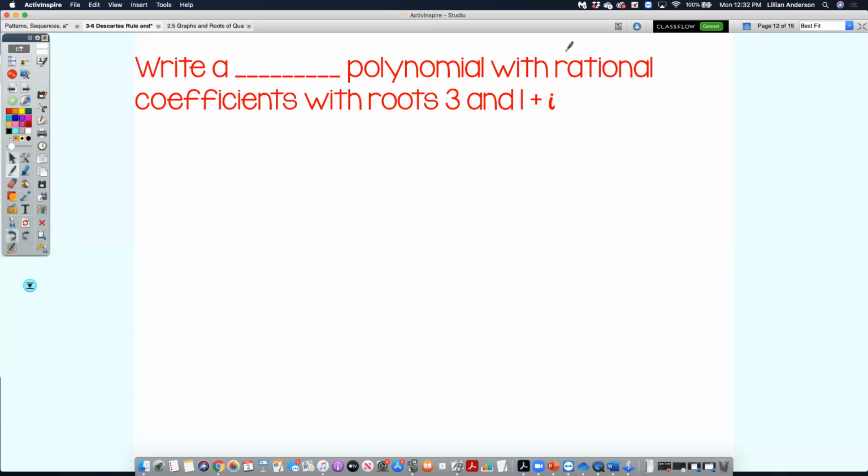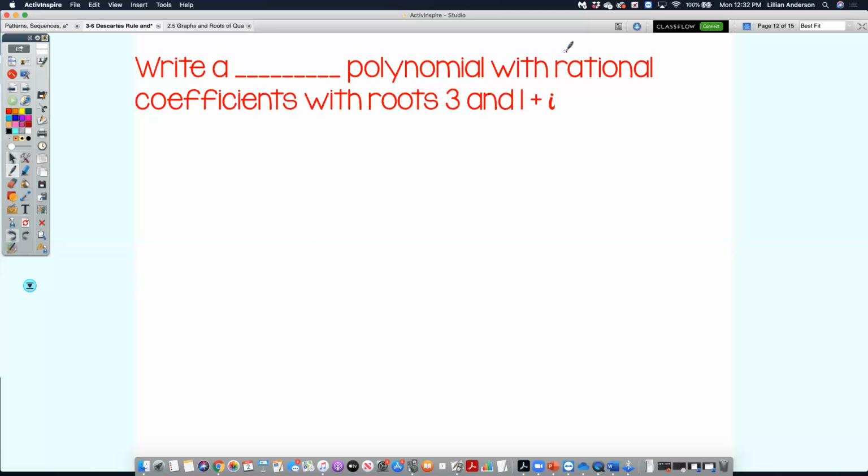So we're going to write a polynomial with rational coefficients with the roots 3 and 1 plus i. In your foldable, you don't have what degree it is, nor do you have the actual roots on your paper. So you're actually going to have to write in both things. You're going to have to write in the roots, and I want you guys to tell me what degree polynomial it is going to be, looking at your zeros.